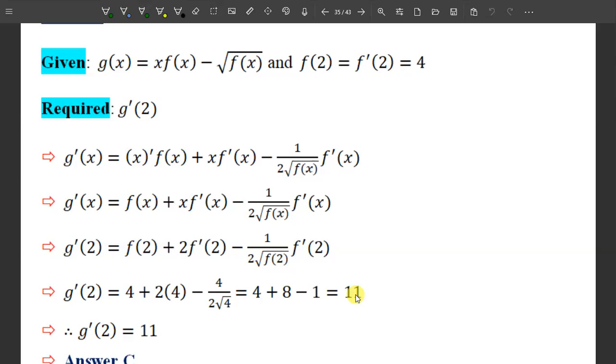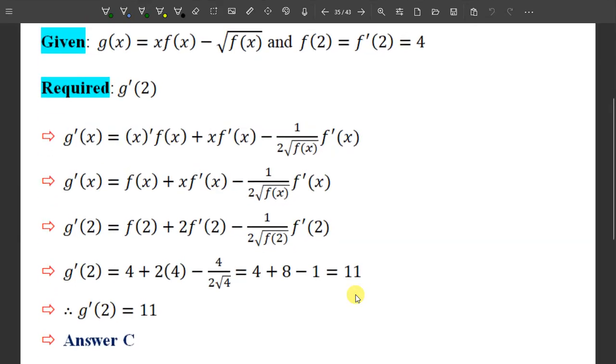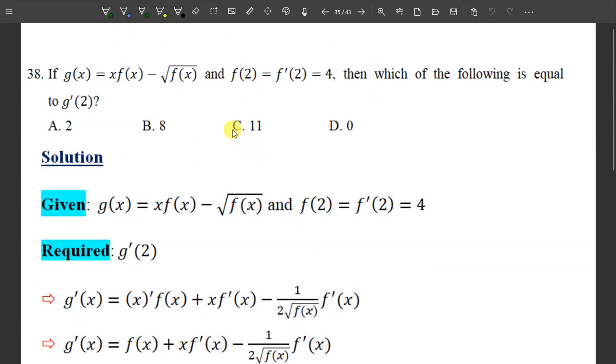That is our answer. The answer therefore is the one in choice C. In choice C, this is the answer. Okay, now let us move to the next question.